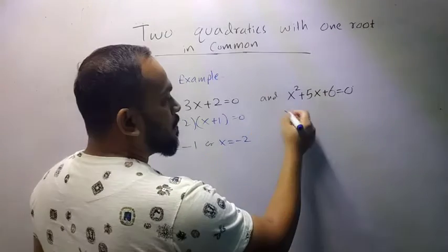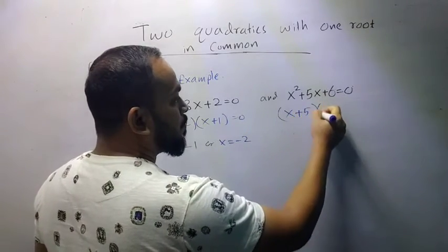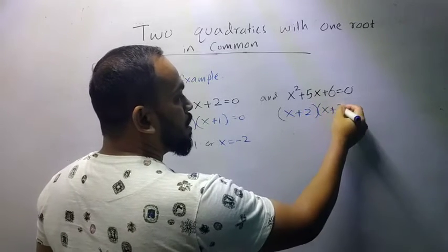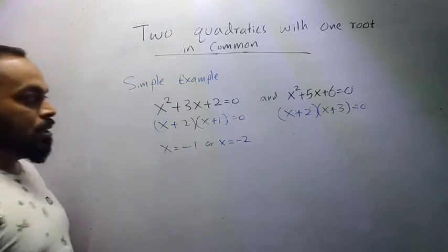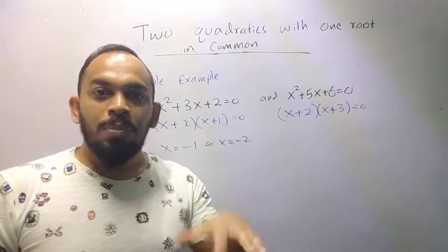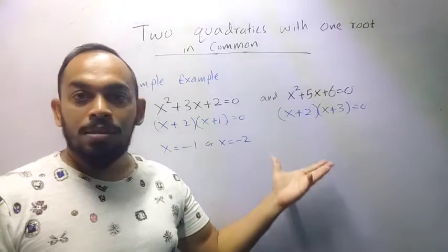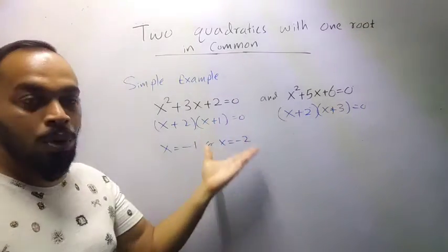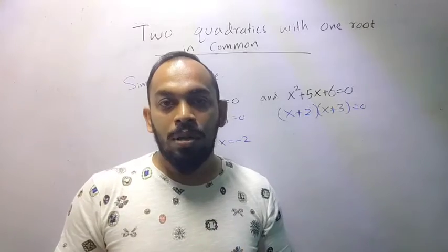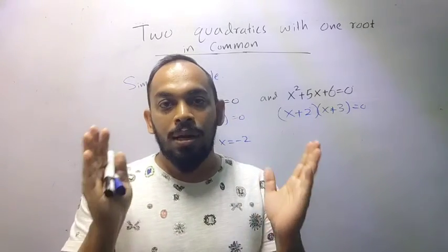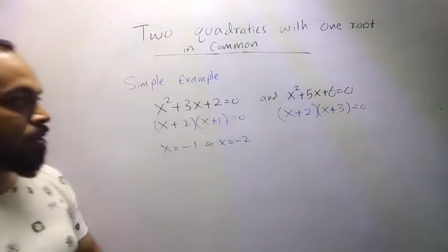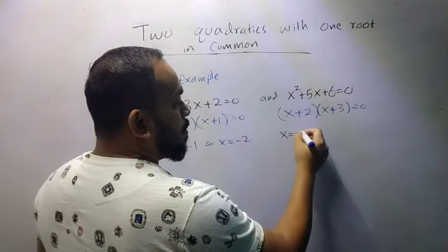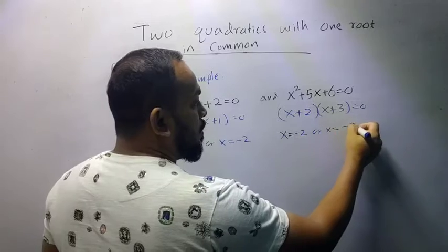So what about this one? This can also be factorized: x plus 2 into x plus 3. Notice here that I took two quadratic equations that can be factorized, so I can get the answers. The object of this simple example is not to show you how to get the solutions to quadratic equations. It is to show you what is meant by having a common root, right? That's why I took a simple example. So in this case we have x equal minus 2 or x equal minus 3.